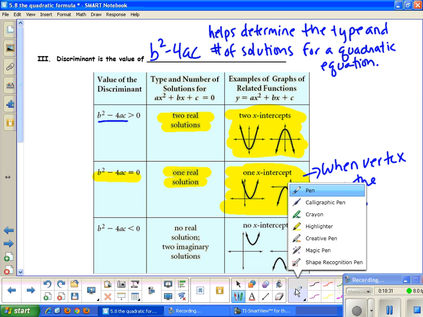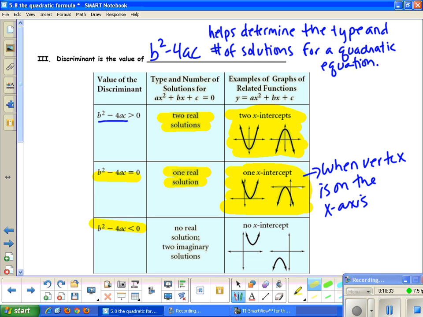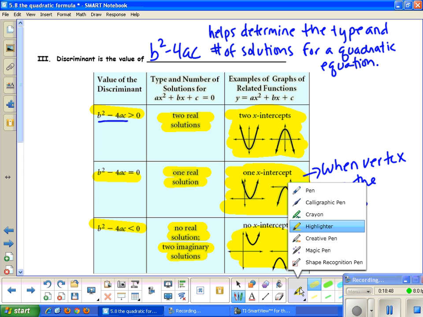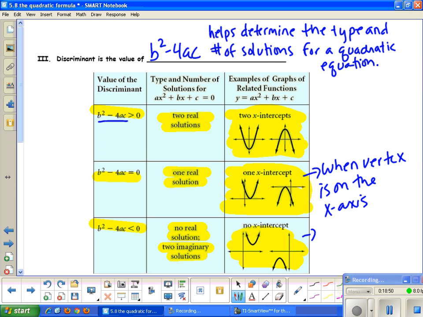And then the last part we have is this formula right here, b squared minus 4ac is less than 0. When it's less than 0, you have no real solutions. Instead, you have two imaginary solutions. And that's when your graph doesn't cross the x-axis, like right here. So it doesn't cross the x-axis.